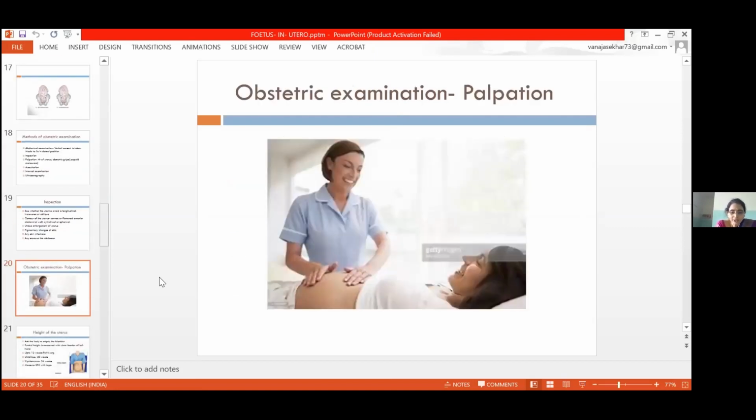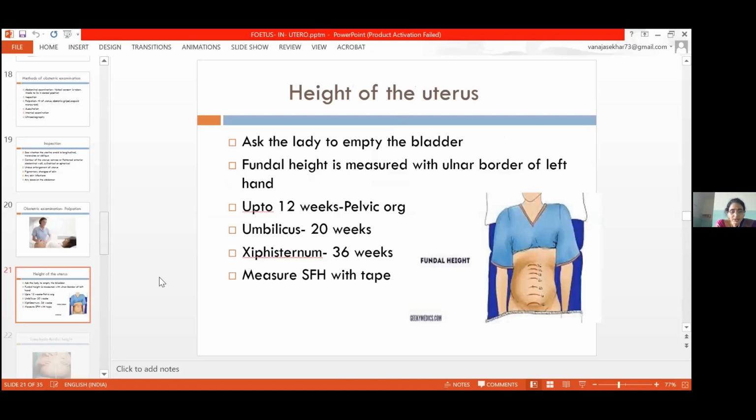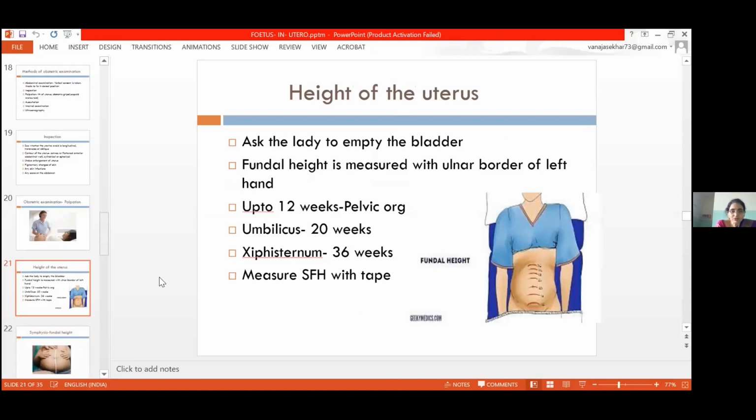So coming to palpation, how will you do the palpation? Here also you have to stand on the right side of the patient, turn towards the face of the antenatal woman, and first you have to see the height of the uterus. First ask the patient to empty the bladder and see the fundal height with the ulnar border of your left hand. With the left hand, you have to come from the xiphisternum lower down and see the resistance felt on the fundus. By this, you can see where the fundus is lying.